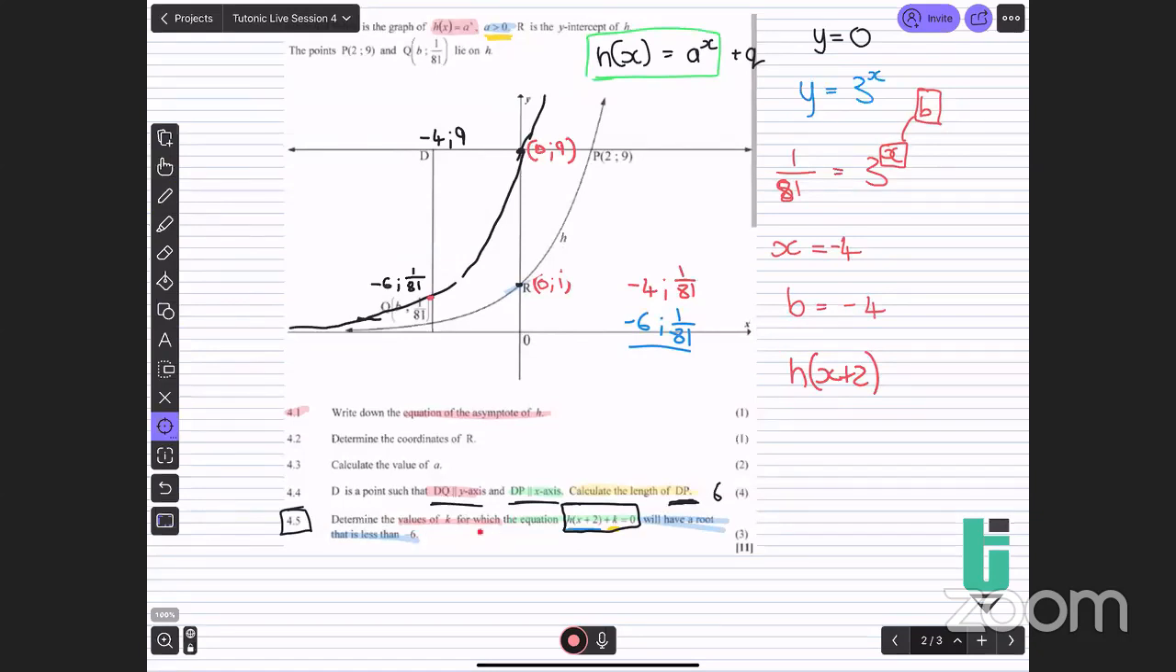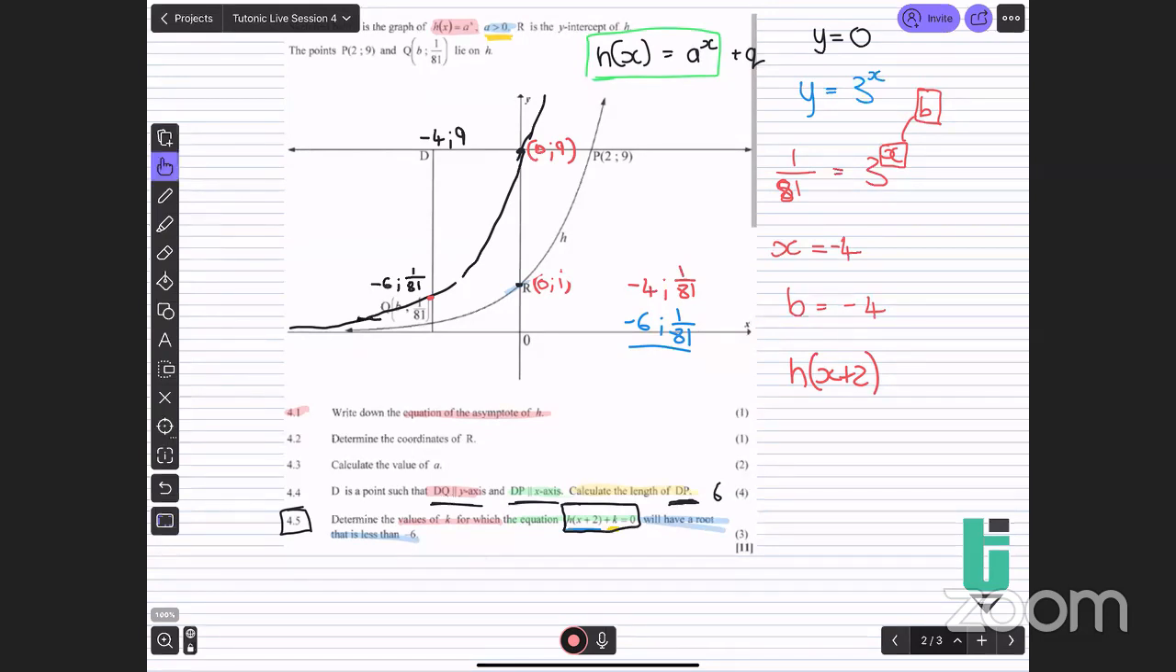Now it says determine the value of K. So K is the vertical shift, right? That this graph will have a root that is less than -6. Okay. Now the root just means in this context the x-intercept, because it equals naught, right? When we solve for x, when we're making this naught and we're solving the equation, aren't we finding the x-intercept? You guys agree? Yes. So that's why when they say roots, they actually mean the x-intercept.